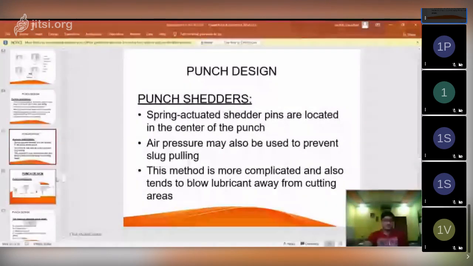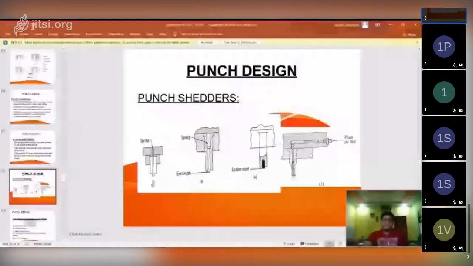Making the arrangement in between the punch is very complex, because the main function of the punch is to transfer the required amount of force to get a clean cut. So designing this kind of shedder is very difficult and complex. Okay, so this is about the shedder. You can also call this slug ejection.